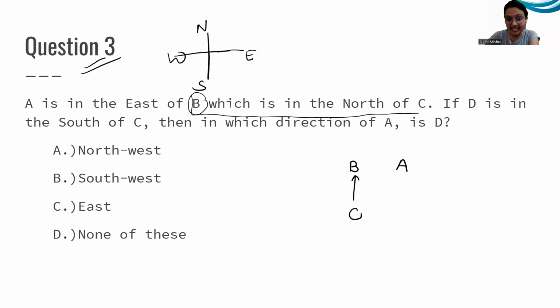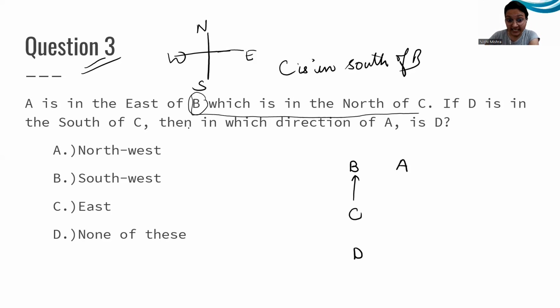Think like this. B is in the north of C, so it will be like C is in the south of B. You can do the opposite. Yes, C is in the south of B. D is in the south of C. South of C is this, D.